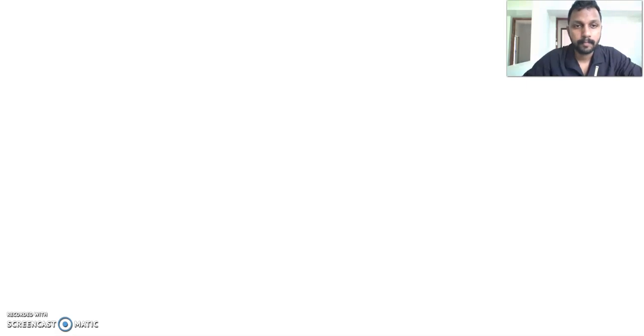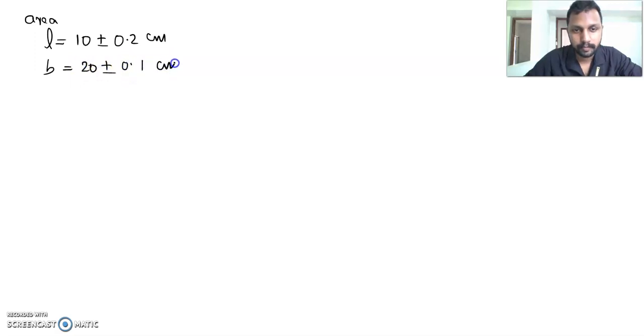Okay, in order to get a clear-cut understanding of our previous situation, let's have another situation, that is, find the area of a rectangle where length is given as 10 plus or minus 0.2 centimeter and breadth is given as 20 plus or minus 0.1 centimeter.